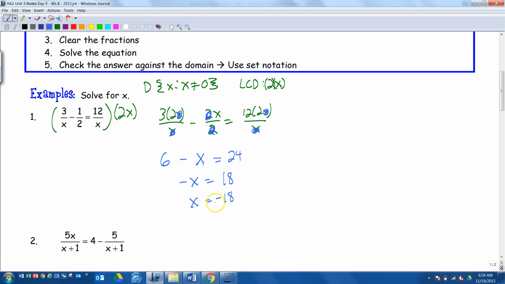Last step, check to make sure that that can exist. Negative 18 is not a problem because the only thing that we could not get was 0. So negative 18 is a solution, and we put it in set notation. And that's how you do these.